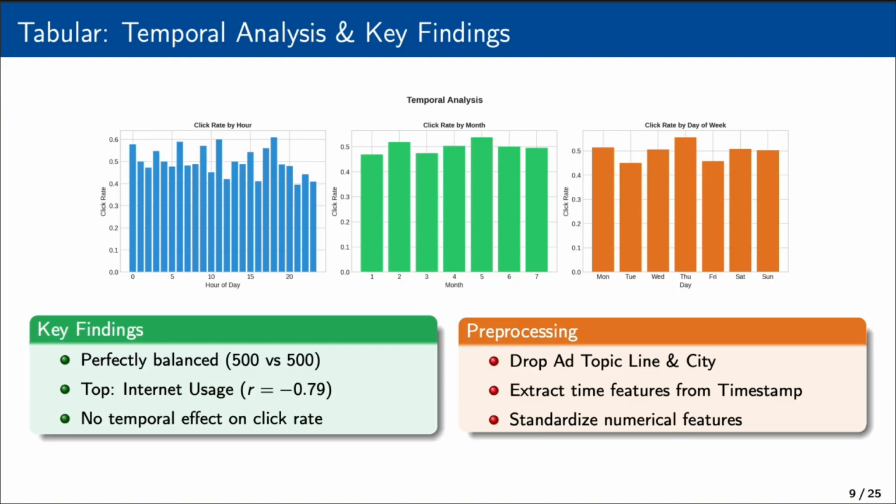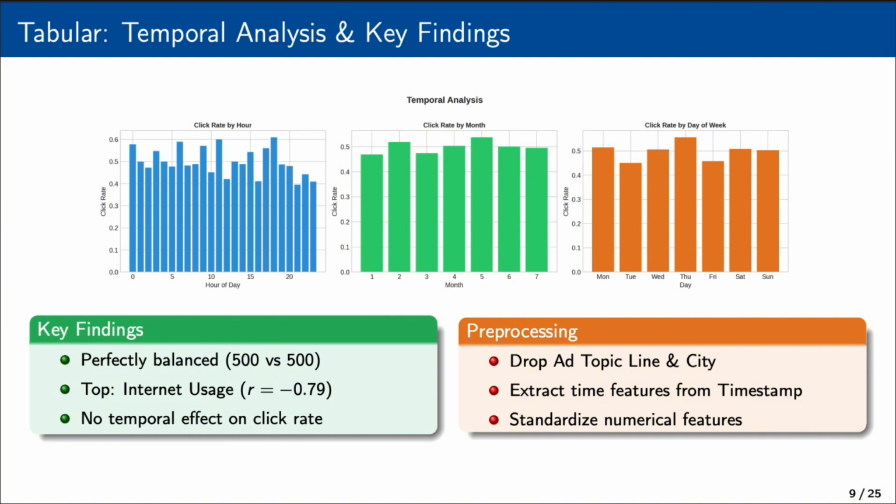We also analyze temporal patterns using the timestamp column, breaking click rate down by hour of day, month, and day of week. The charts show that click rate remains relatively stable across all time dimensions. No significant peak hours or seasonal effects were detected. In summary, the key findings for the tabular dataset are perfectly balanced classes, internet usage as the strongest single predictor, and no temporal effect on click behavior.